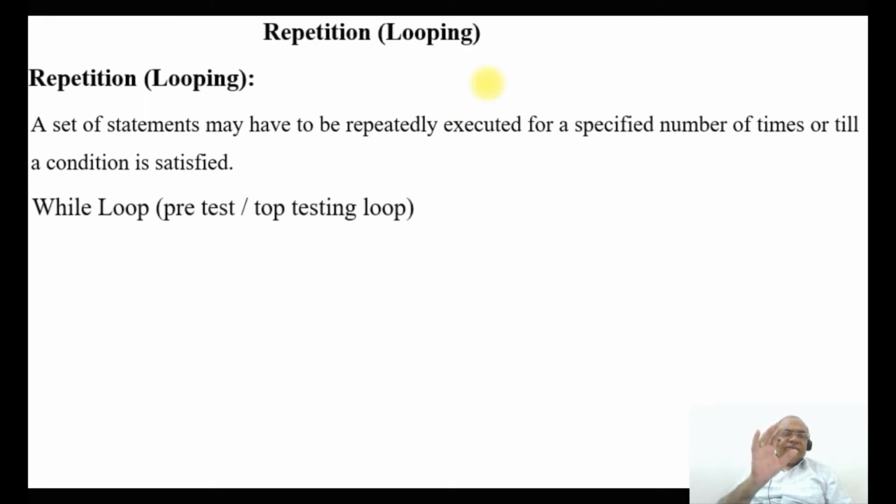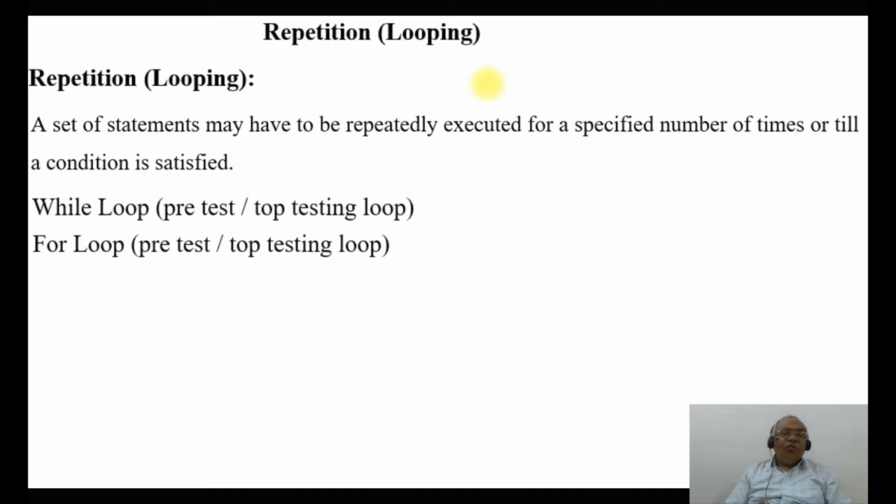So what are the different types of looping we have? While loop, a pre-test or top testing loop. That means first it will check the condition. If the condition is true, then it will execute the statements. For loop is also a pre-test, top testing loop. But here in the for loop, the initialization, end condition and the increment are taken within the loop. But in the while loop it is not like that.